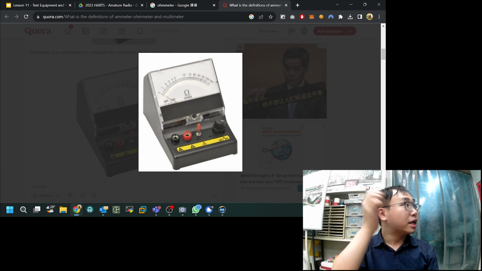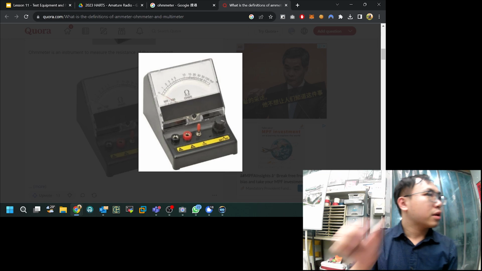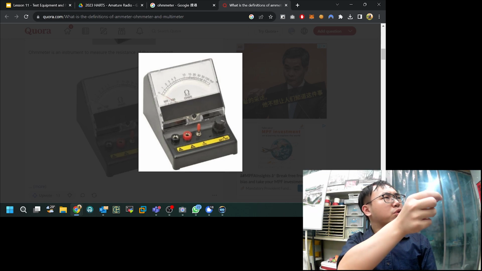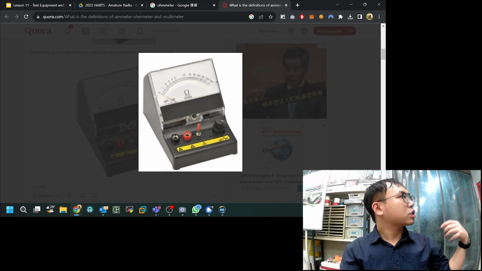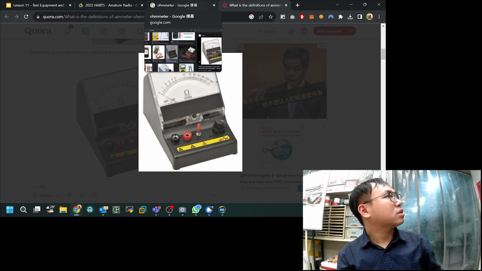Sometimes the ohmmeters may have an extra knob for you to change the range of measuring the resistance, and the needle will not be 0. I don't know why, but just to let you know, if you have a chance to do it, you can try it.